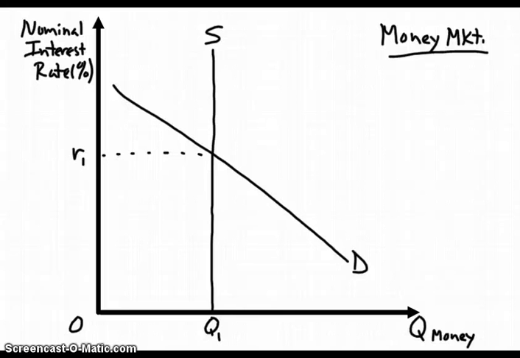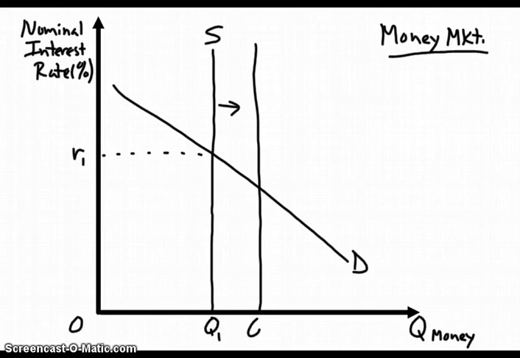You have an initial nominal interest rate of R1. Because they've purchased bonds, the supply of money would shift to the right to S2, and equilibrium quantity and interest rates would change. Quantity is larger, and the nominal interest rate falls from R1 to R2. So what we now know is, based on what the Fed has done, they've caused nominal interest rates to fall.